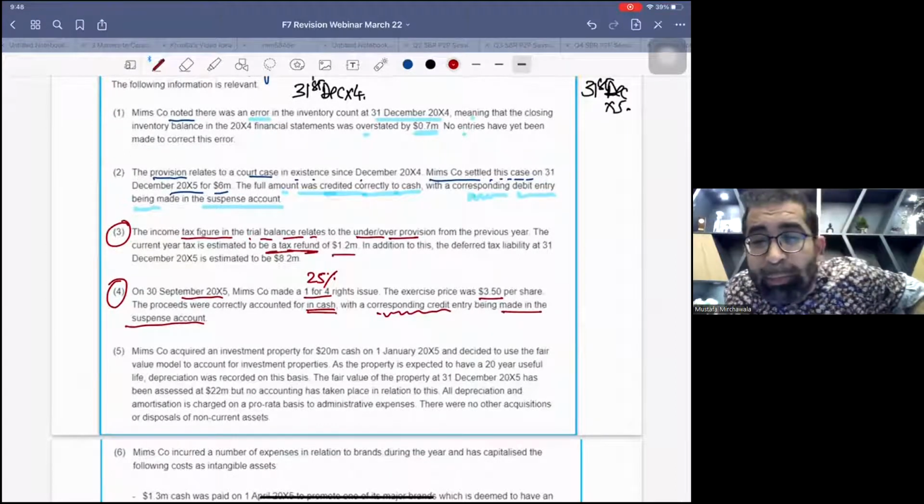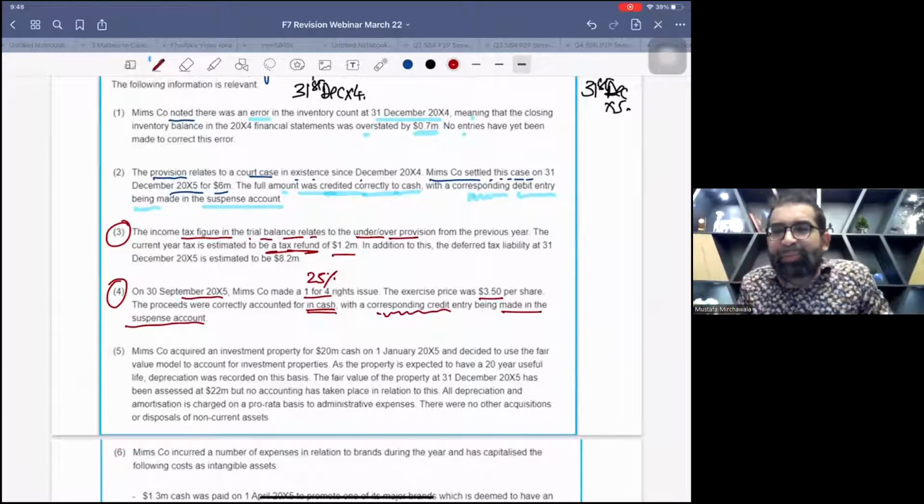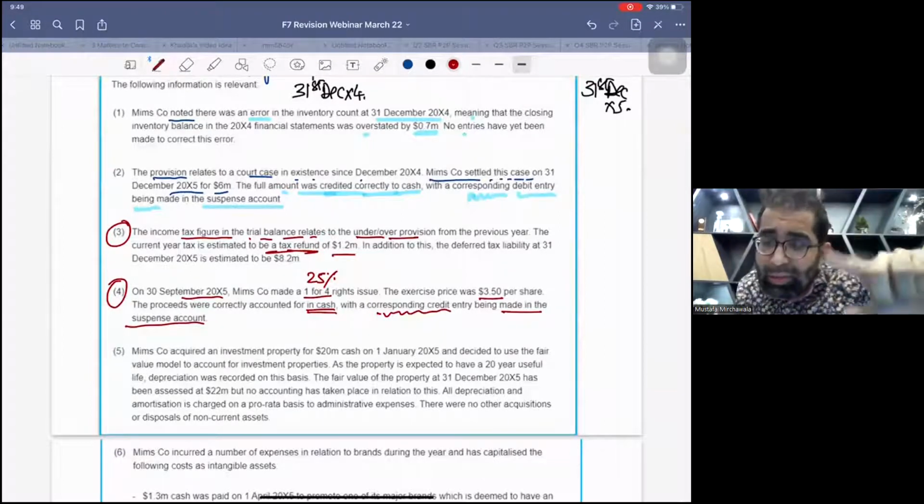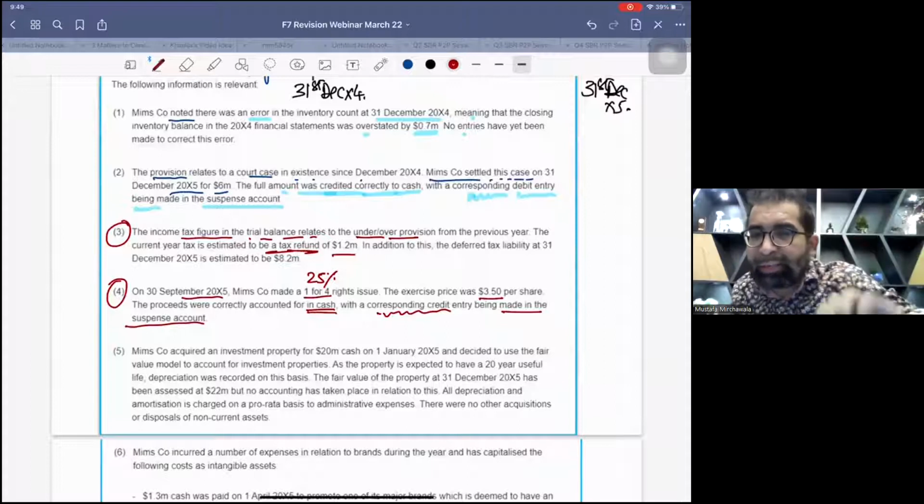There is no current tax provision. There is current tax income. Good days. Current tax income, they are giving you benefit. So this 1.2 million is not an expense. This is income. In 90% of previous questions, this used to be an expense, remember? Now this is an income.